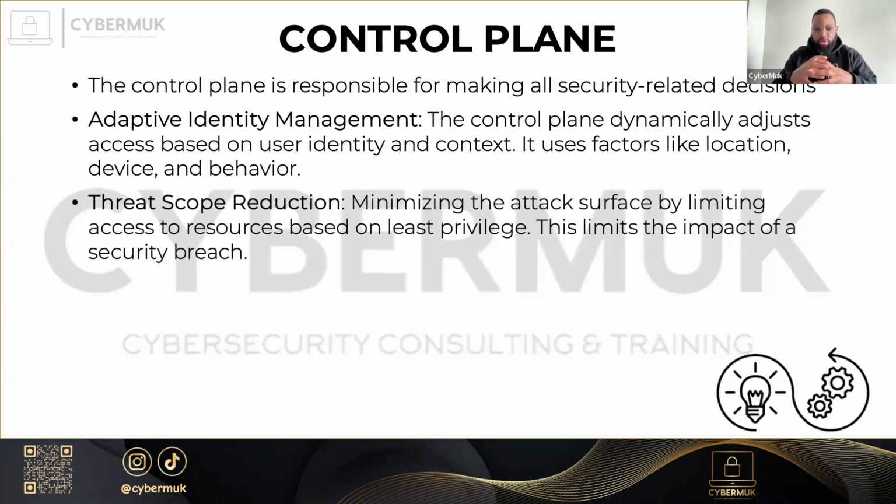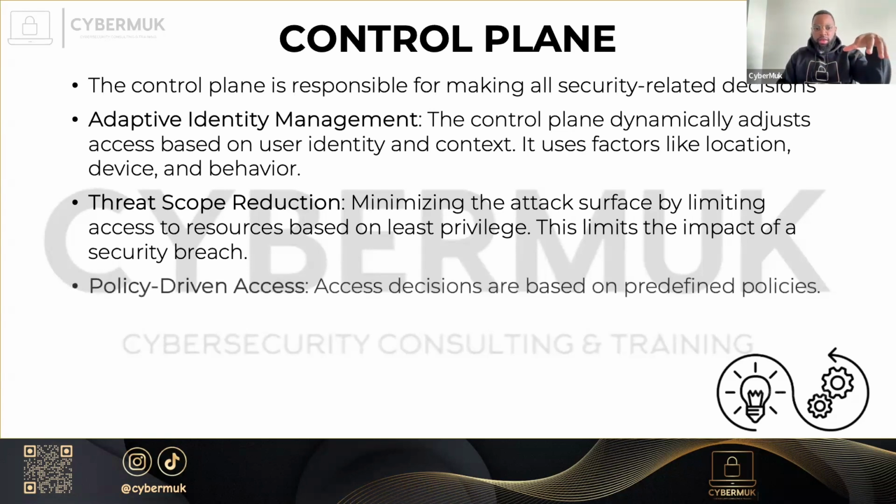You have threat scope reduction. So you minimize the attack surface by limiting access to resources based on least privilege to limit the impact of a breach. The attack surface is like, you have multiple servers, multiple devices, and you try to limit access to them externally from the network. You only show a small part to the external network. You minimize the attack surface. You minimize the areas on which the cyber criminal can perform an attack.